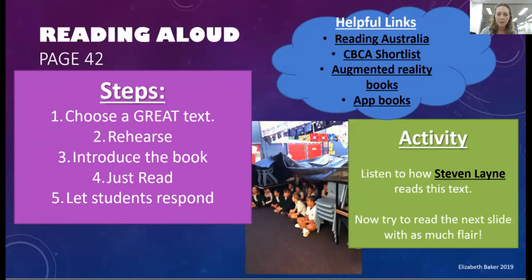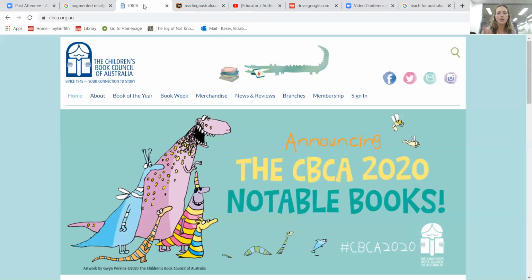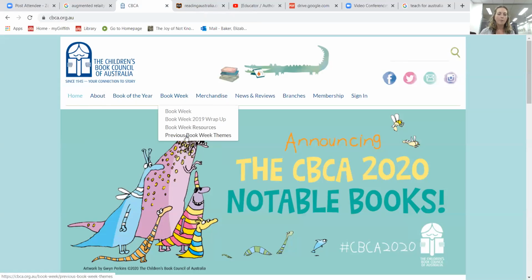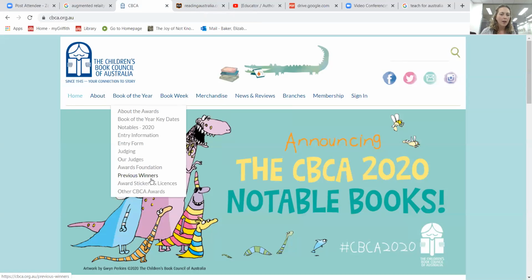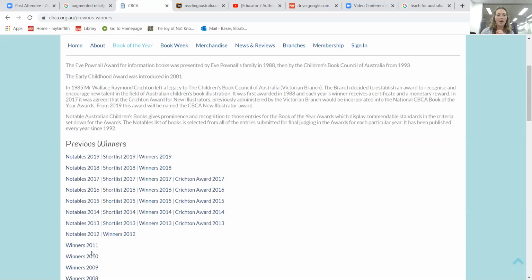Okay, let's have a look-see. So I was going to suggest these two places to look if you're really struggling to find a book that you love to read to your class. Then I'd suggest looking at the Children's Book Council of Australia. They have their shortlist up for Book of the Year this year, and the Notables for 2020. But even better than that, if you go to Book of the Year, previous winners, then you've got a huge list of books from the time that Book Week started.